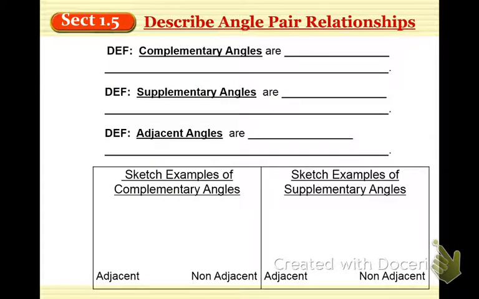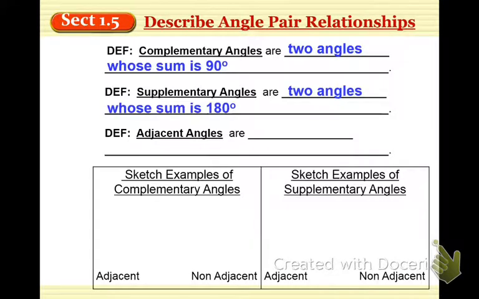Complementary angles. The definition of complementary angles is they are two angles whose sum is 90 degrees. 90 degrees is a right angle, so it's like the corner of a square. So complementary angles add up to 90. They don't have to be touching each other. You could have a 45-degree angle over here and a 45-degree angle over there, and you can still say they are complementary.